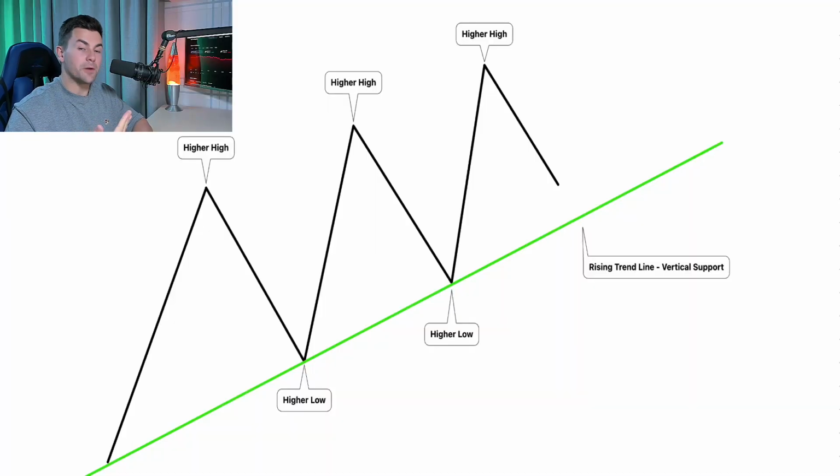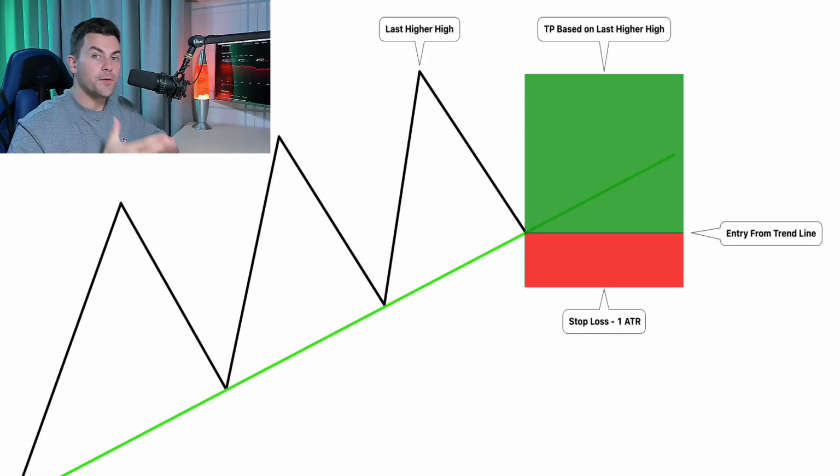In a bullish trend, higher lows may respect a rising trend line. Such a trend line will be a strong dynamic support. It will provide a very safe point to buy the market from. Your perfect entry point will be the test of the rising trend line. Your take profit should be based on the current higher high and stop loss will be based on 1 ATR.